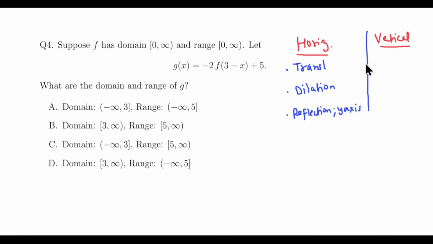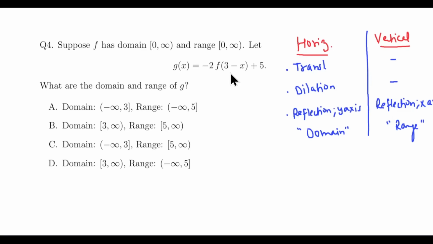Likewise, the vertical ones will be translation in the vertical direction, dilation in the vertical direction, and reflection about the x-axis. Whatever changes horizontally changes the domain. And whatever transformation is applied vertically changes the range. If you understand this, then at least you will be a little less confused if you are seeing this question for the first time, or if you struggle with these questions.